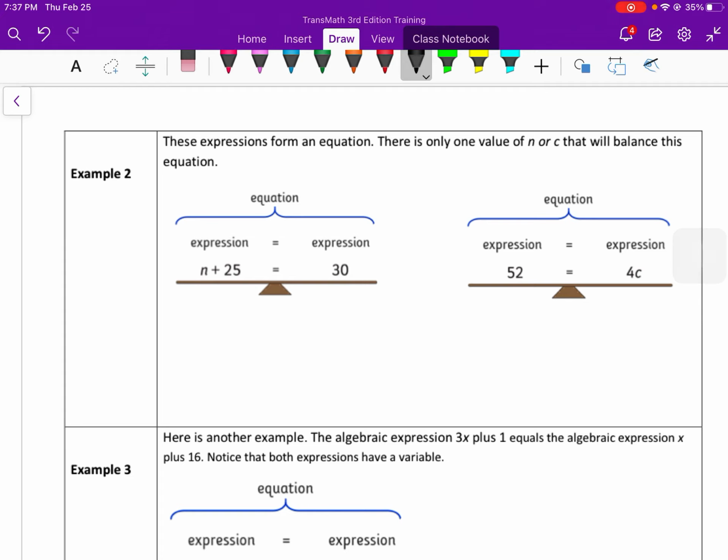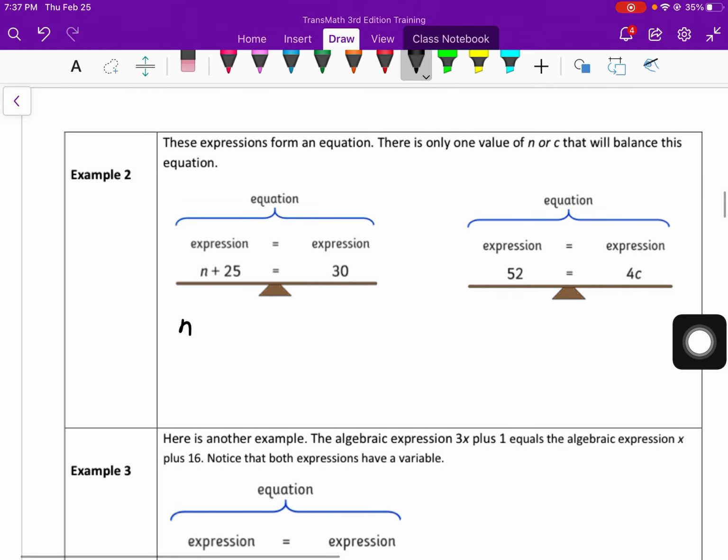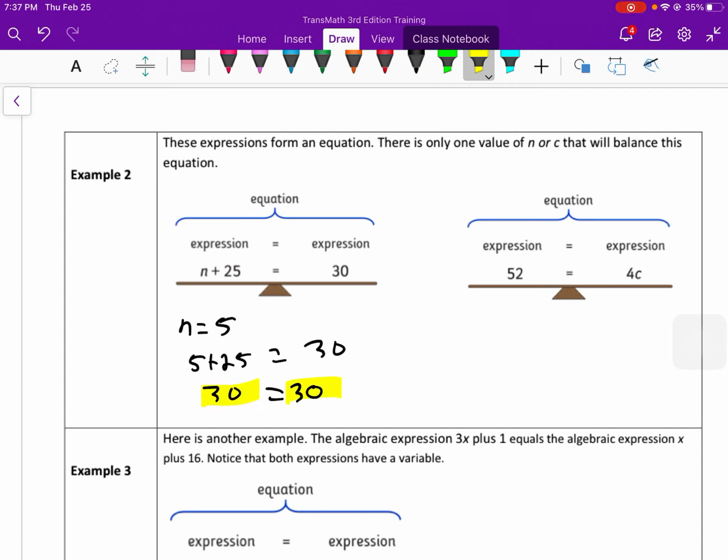These expressions form an equation. There is only one value of n or c that will balance the equation. So we can only plug in one value for n to make n plus 25 equal 30. So this will be some mental math. What plus 25 is 30? If you said n equals 5, then you are right, because 5 plus 25 equals 30, which is true. 30 equals 30. So when n equals 5, this equation is balanced.